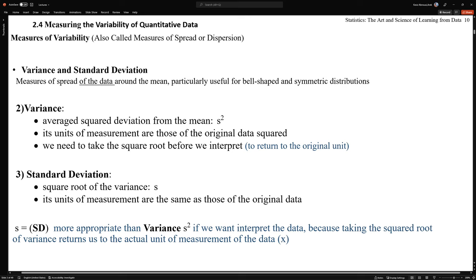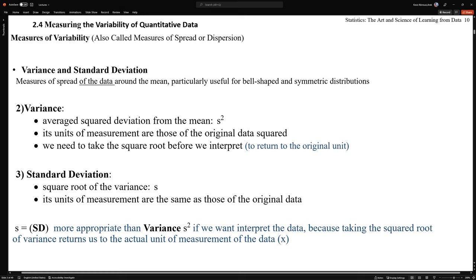So first, let's analyze the variance. The variance is the average squared deviation from the mean. Deviation means the distance, how much it deviates from the mean. And it has this symbol for the sample variance. So this is the symbol of variance.